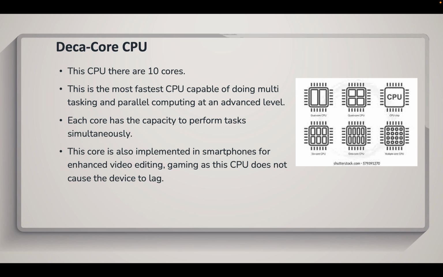The next one is deca-core. The CPU with 10 cores. This is the fastest CPU, capable of doing multiple tasks and parallel computing at an advanced level. Each core has the capability to perform tasks simultaneously. This CPU is also implemented in smartphones for enhanced video editing and gaming, as the CPU does not cause the device to lag.